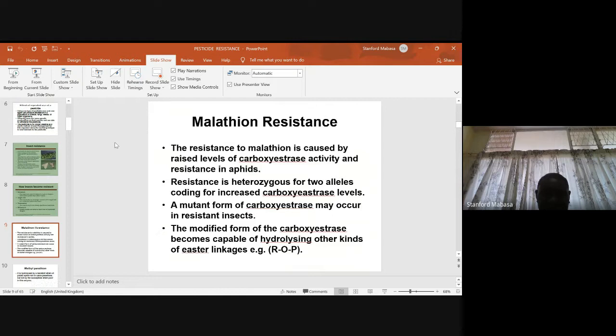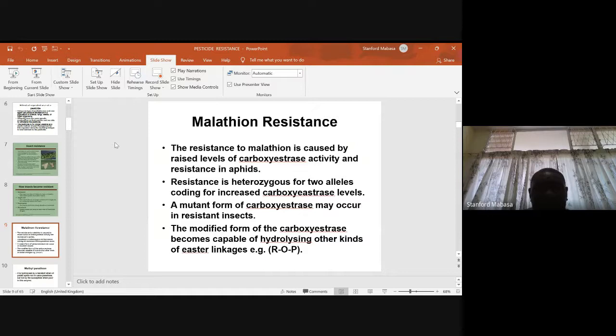We will focus on some of the examples of insecticide resistance. You know, we have got this malathion resistance. Malathion is an insecticide.